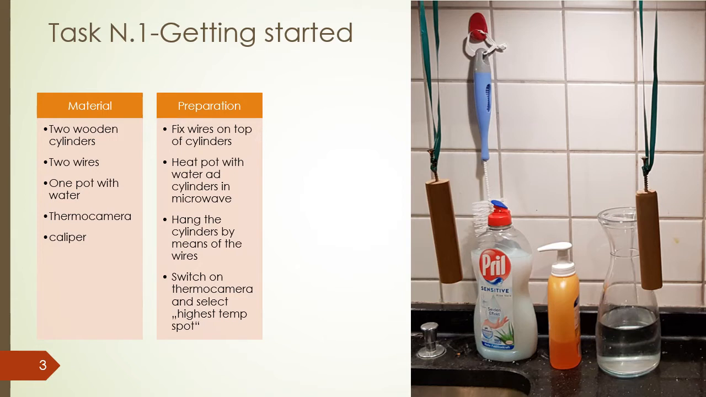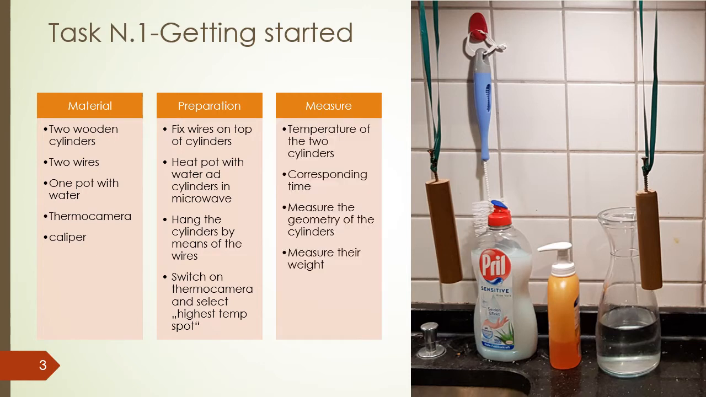Then we prepare to fix the two cylinders by means of the wires. We heat the pot with the water and the cylinders in the microwave. We hang the cylinders by means of the wires, and we select the highest temperature spot option on the thermocamera. What do we measure? We measure the temperature of the two cylinders at the corresponding time, and the geometry of the cylinders and their weight.